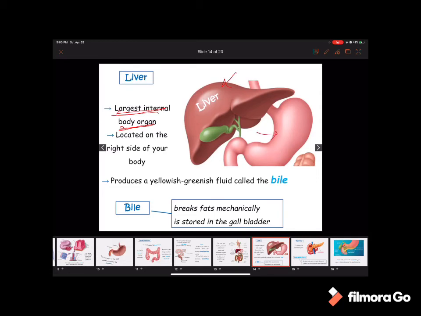So what the liver does, yes, it doesn't allow food to go in, but it's going to produce a yellowish greenish fluid that we call the bile. And this bile also contains substances that allow us to digest fats, especially fats, all right? And this part of the liver that we call the gallbladder stores the bile, all right? And whenever we need that bile, the bile will be poured into the small intestine to digest the fats.